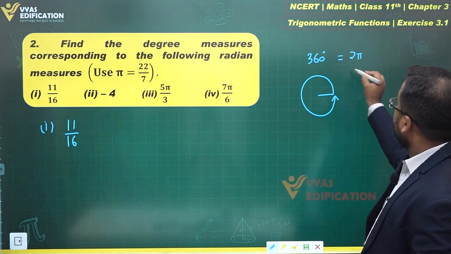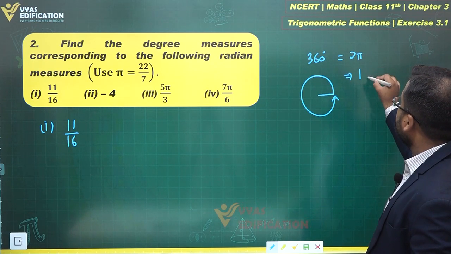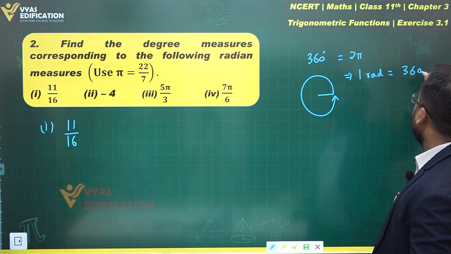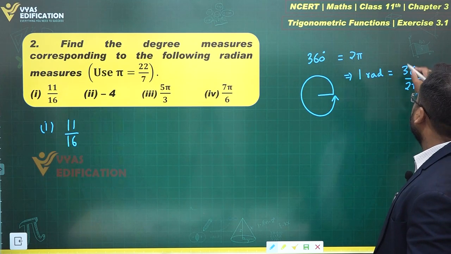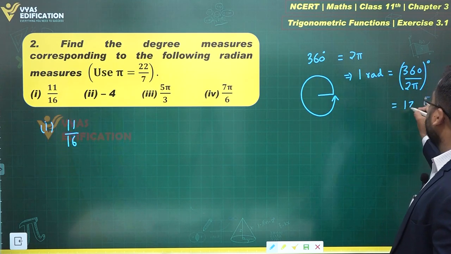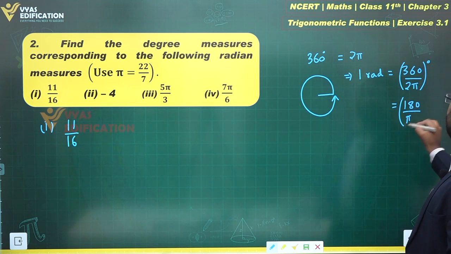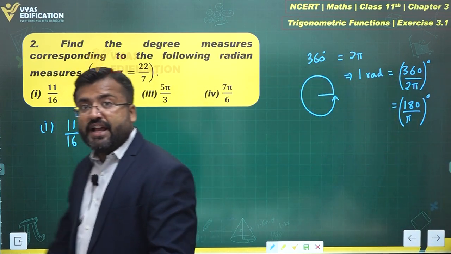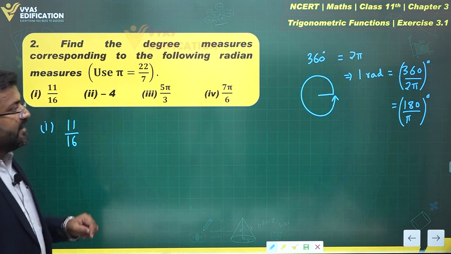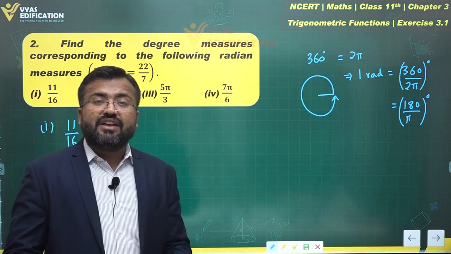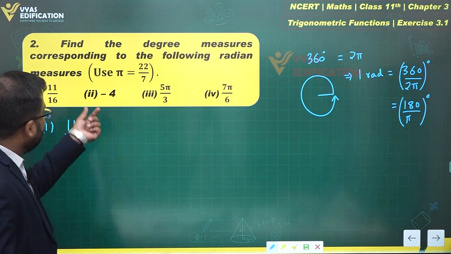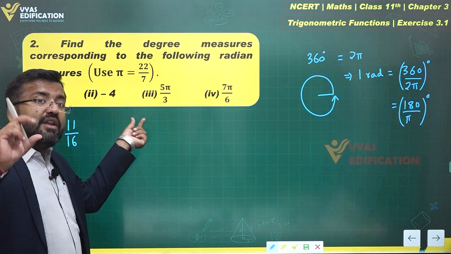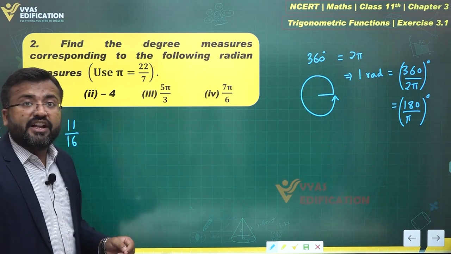So this implies that 1 radian is equal to what? 1 radian would be 360 upon 2 pi degrees, which is 180 over pi degrees. So for converting from radian to degree, we multiply by 180 upon pi. And you can remember one more thing: if this is the measure in terms of radians, then the measure in terms of degrees would be numerically bigger. So let's multiply with 180 upon pi.